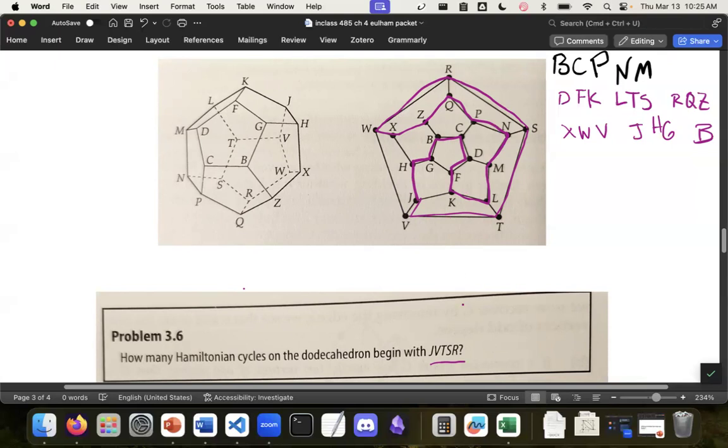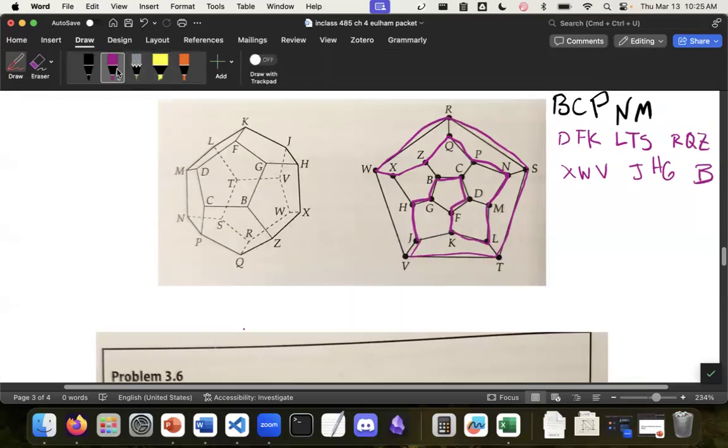Yeah. Hold on. Let me actually. JVSR. WX. HG. Yeah. Awesome. Anybody find another one?